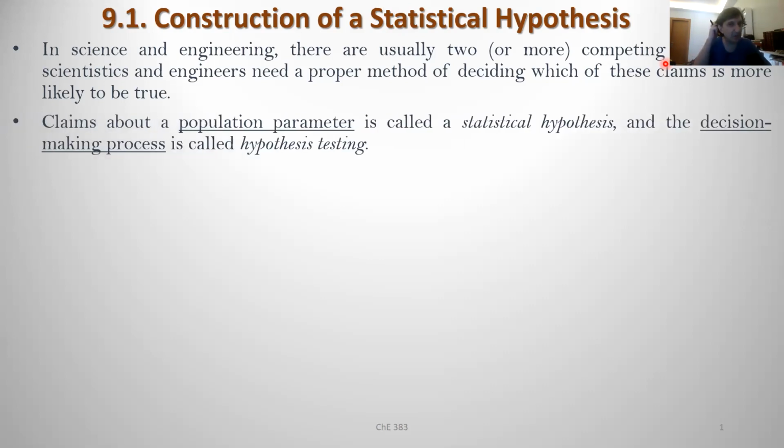A claim about a population parameter is called a statistical hypothesis. Now, this first statement has suddenly turned into a statistical statement. I'll try to explain how this occurs. And the decision-making process is called hypothesis testing. So there are going to be two steps here.